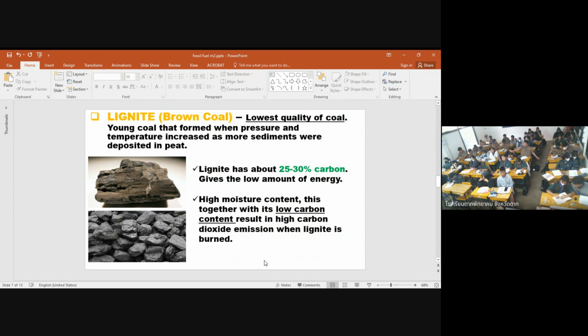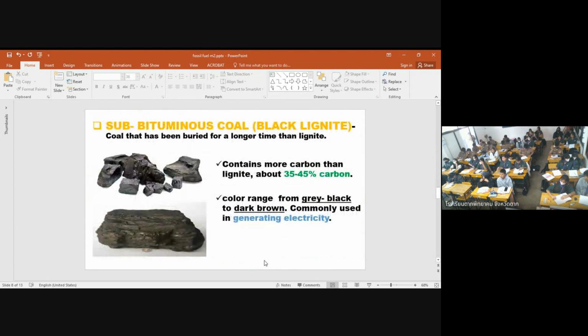Again, the types of coal that contain carbon: first, your peat, second, your lignite. Third, we have your sub-bituminous coal or your black lignite. This is coal that has been buried for a longer time than lignite.